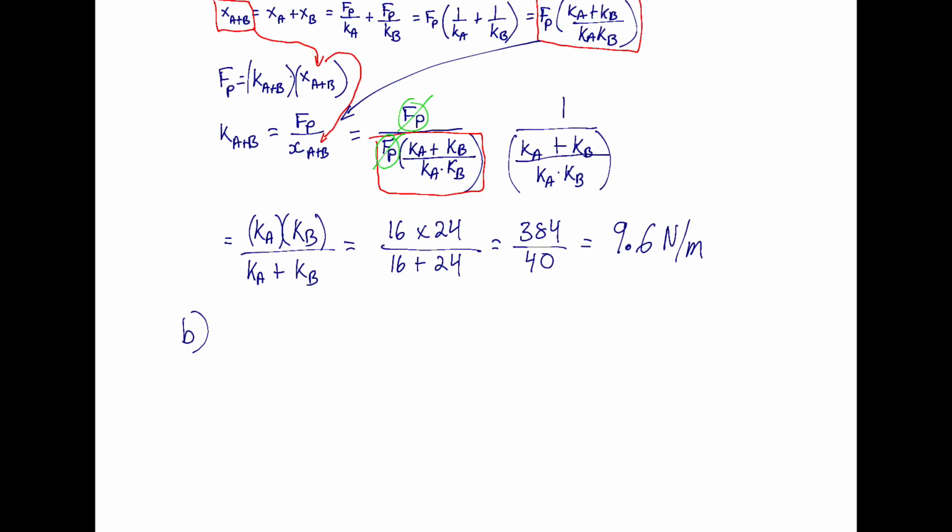Now, part B says I pulled it out with 4.8 newtons. It's one step. We have F is equal to KX. And so I want to know how far, X is equal to F over K. And I know F, it's in the question. I know K. I just did a whole bunch of math to find it. One division, we're done.